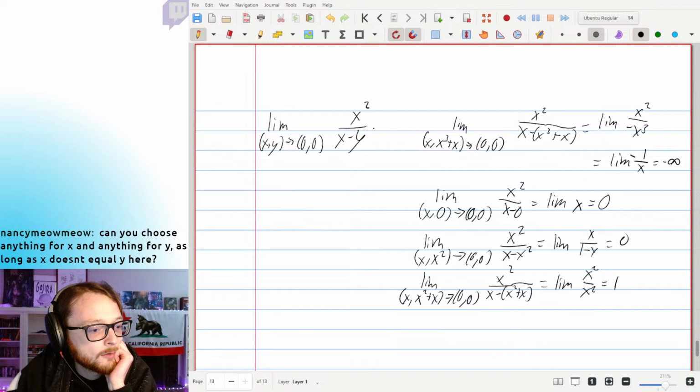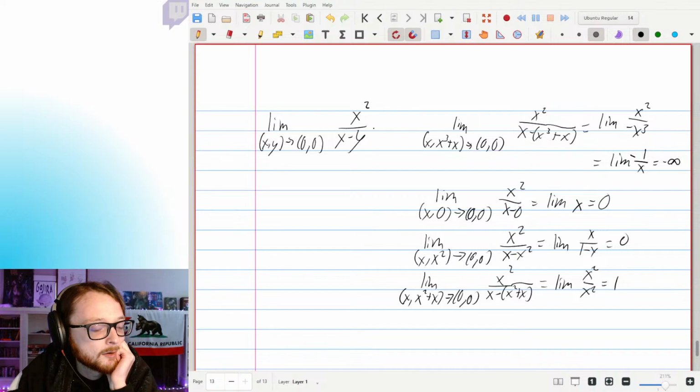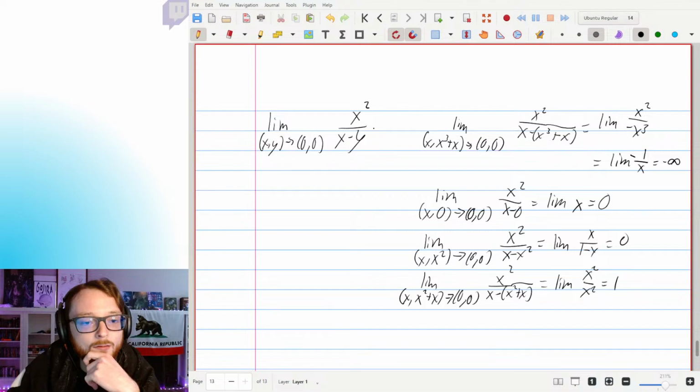Can you choose anything for x and anything for y as long as x doesn't equal y here? Yes. As long as you're not breaking any rules of math, like dividing by 0 or taking the square root of a negative, you can do any substitution you want.